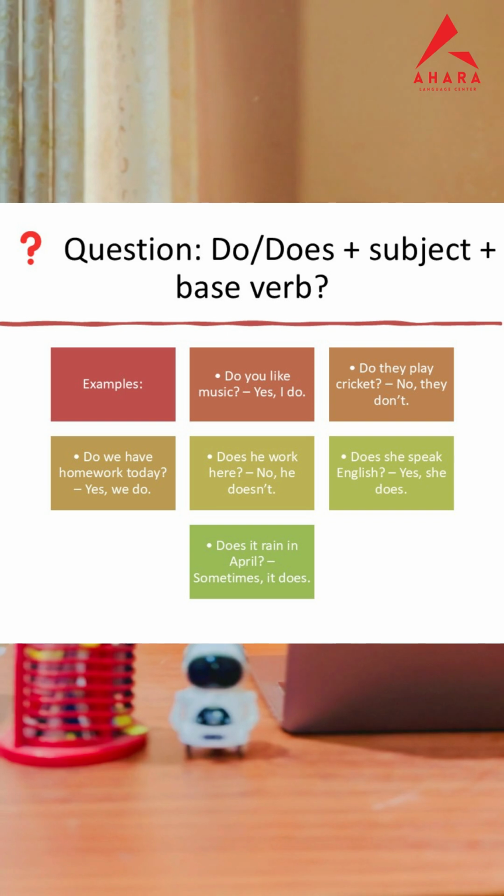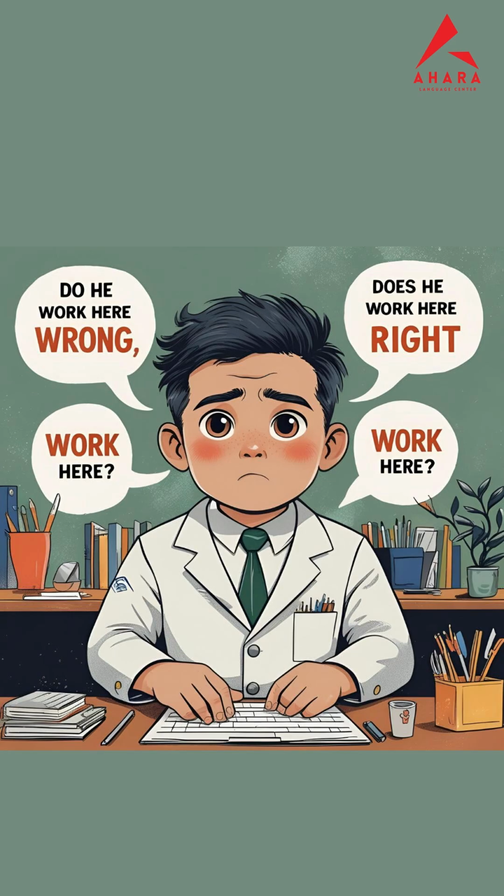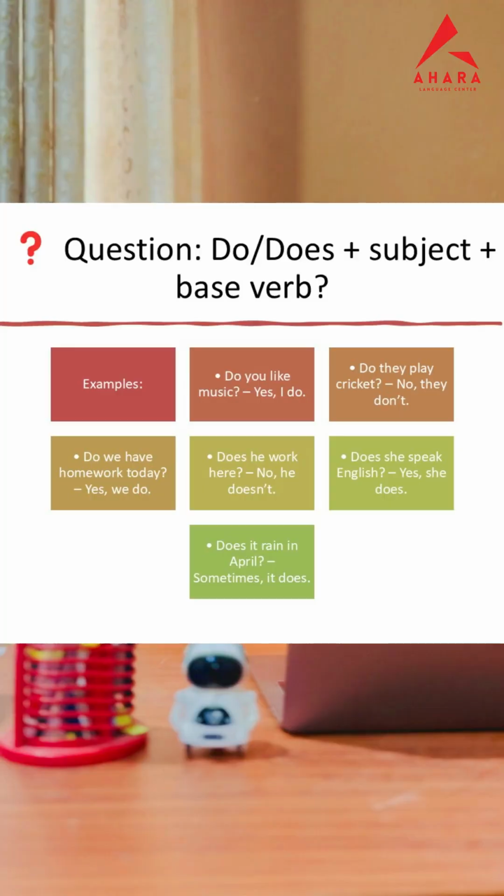Do we have homework today? We. So I'm using do. Does he work here? So when it comes to he, you can notice the difference. I'm using does instead of do. I won't say do he work here. It's wrong. How should I say? Does he work here? Does she speak English?